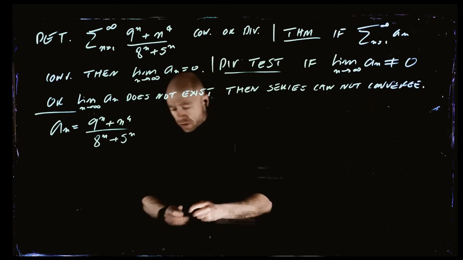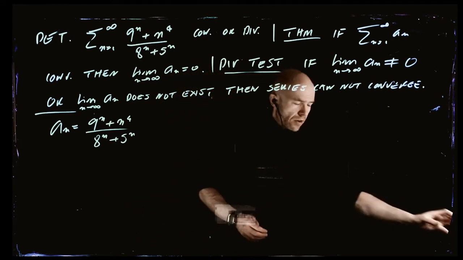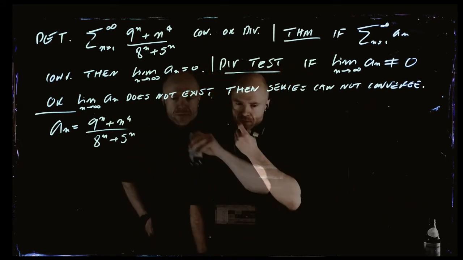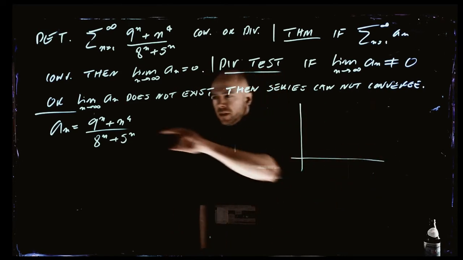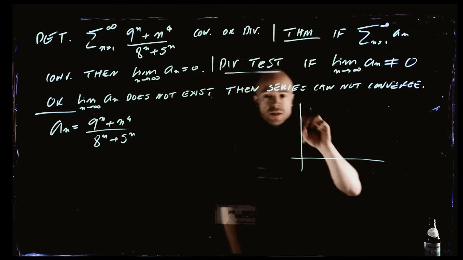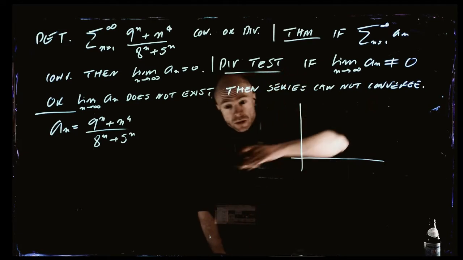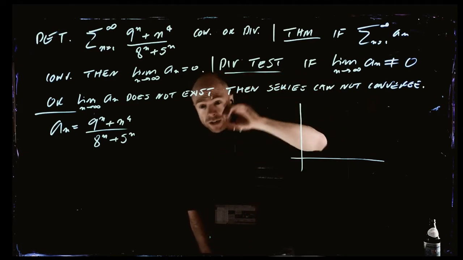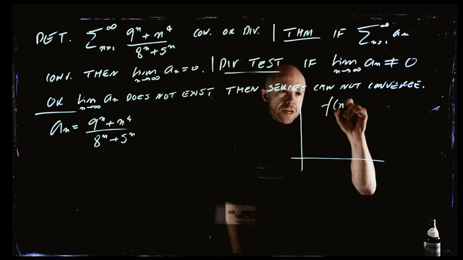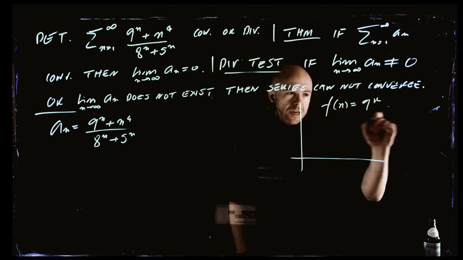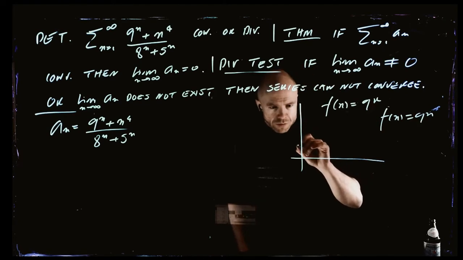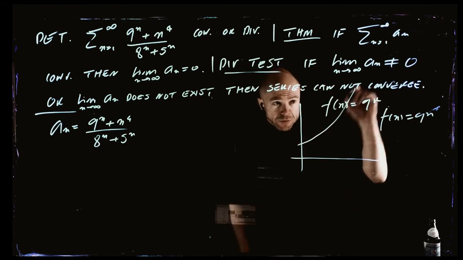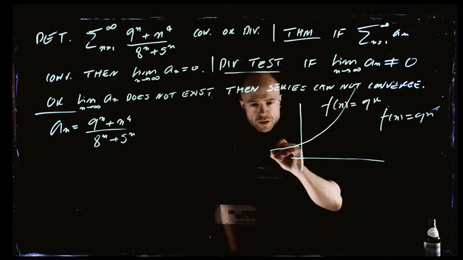Which is the dominant term there? Which is growing faster, 9 to the n or n to the 4? The point is that this sequence, 9 to the n, is on the exponential function 9 to the x, right? So if we have f of x equals 9 to the x, then f of n equals 9 to the n, right? So the exponential function 9 to the n is incredibly fast growing.